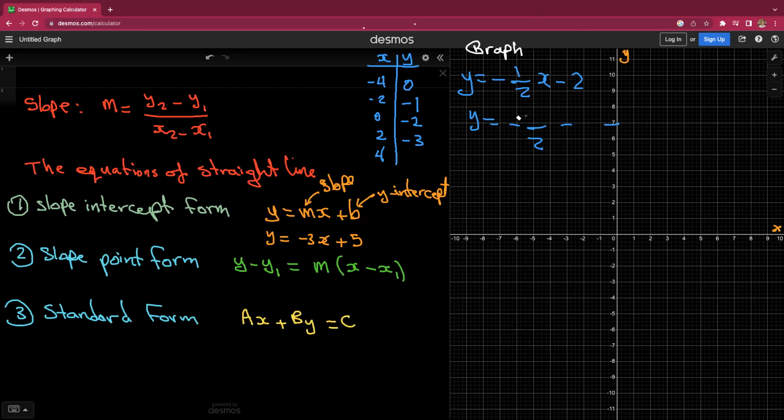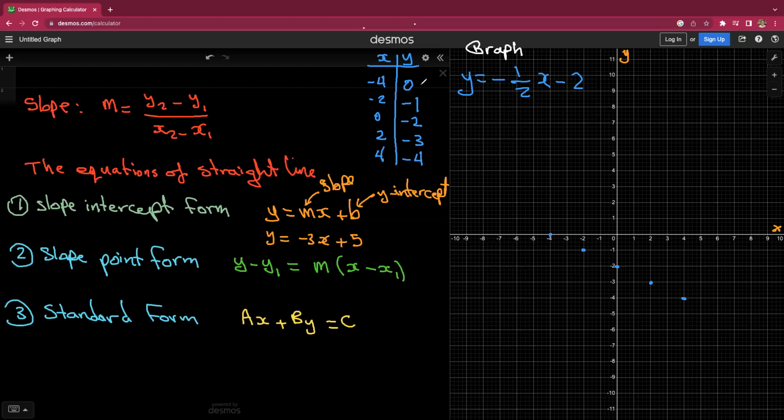I'm just going to erase this. Now we're going to start plotting these. -4 and 0, right there. -2 and -1, right there. 0 and -2, right there. And 4 and -4. When I plugged in 4 times -½ is -2, minus 2 is -4. Sorry, I didn't show you that, but this is what you got.